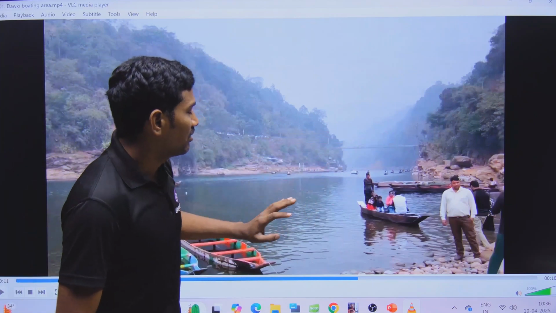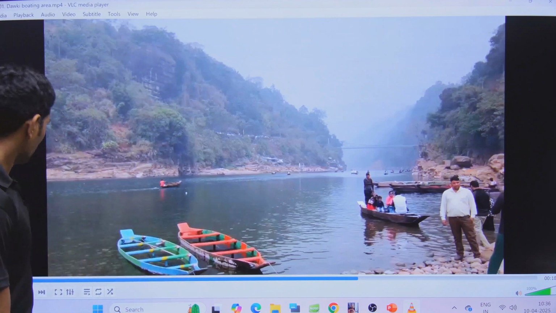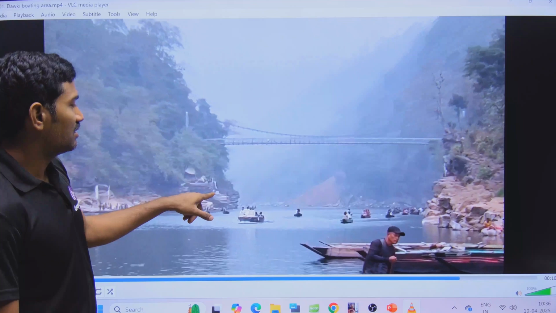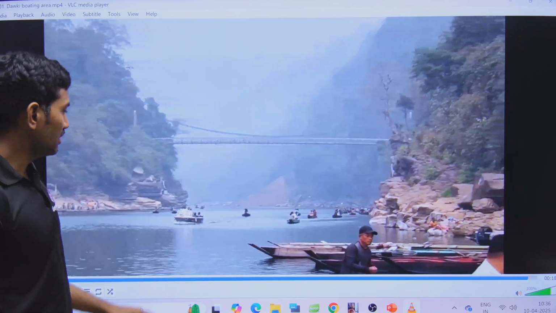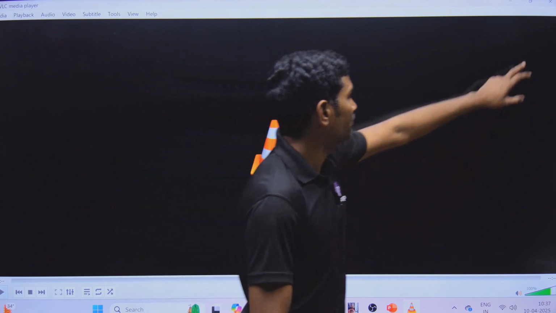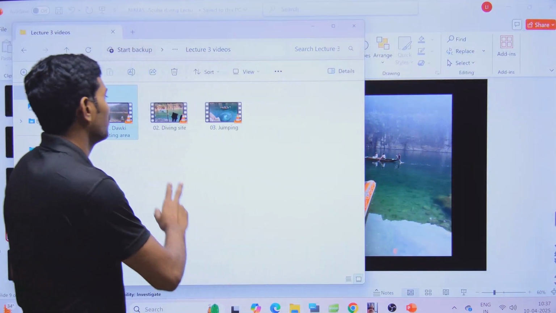In this way you are going on this way. So that's the video. Observe this. This is our training site. This boat actually belongs to the BSF, Border Security Force. Yes, so this is one video.